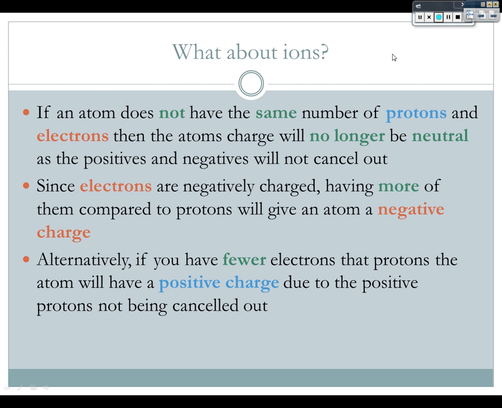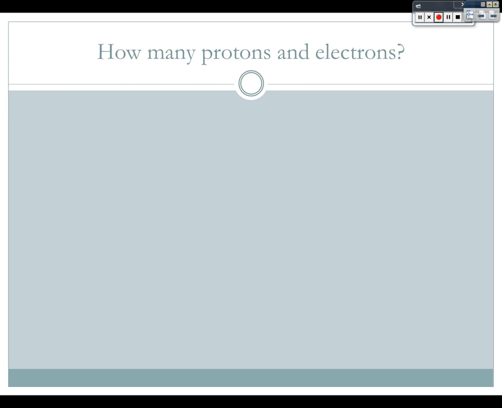So keep that in mind. You've got protons, too many protons, you're a cation. Well, not too many, but more protons than electrons, you're a cation. More electrons than protons, you're an anion. And it's all to do with if you have more electrons, you're negative. If you have more protons or fewer electrons, you're positive. So let's take a look and try and figure out how many protons and electrons we have.